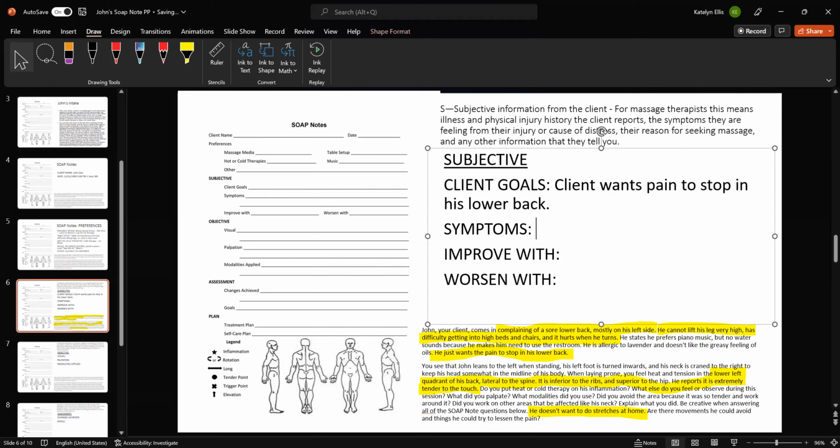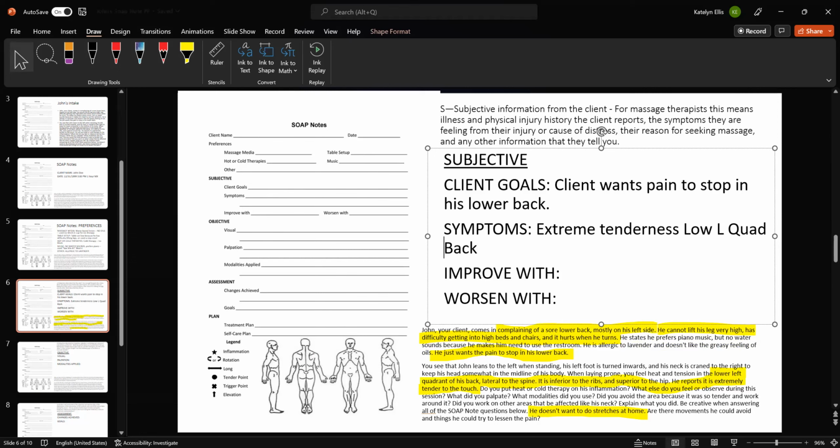His symptoms are extreme tenderness, and this is going to be in the lower left quadrant of his back. So I'm going to put low L, quad for quadrant, and back. Okay, or I could put of back. And what you'll see a lot of people do is they'll do L with a circle around it, and that means left, or an R with a circle around it. And that means right, of course.